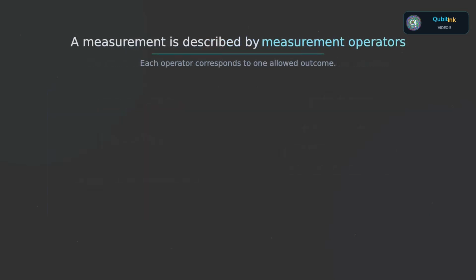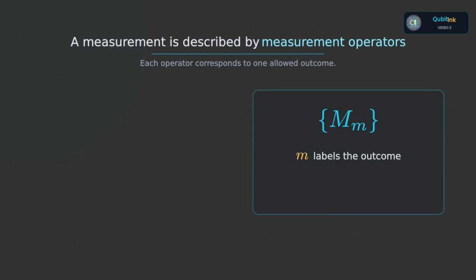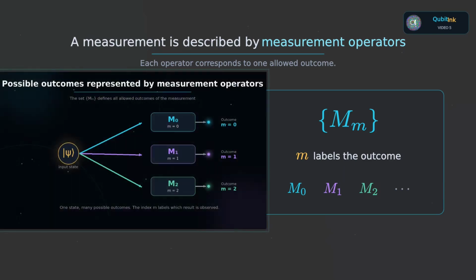Let us build that statement carefully. A quantum measurement is described by a collection of measurement operators. We label these operators using an index, usually called m. Each value of m corresponds to one possible outcome of the experiment. So if a measurement can produce several different results, we associate a measurement operator with each of those possible results. The measurement operators act on the same state space in which the quantum state lives.